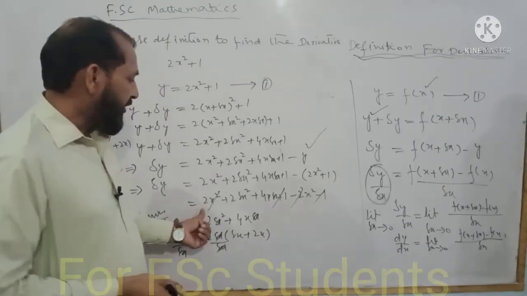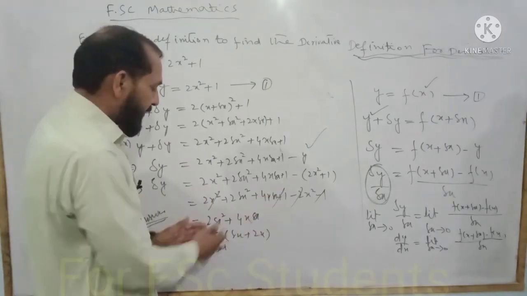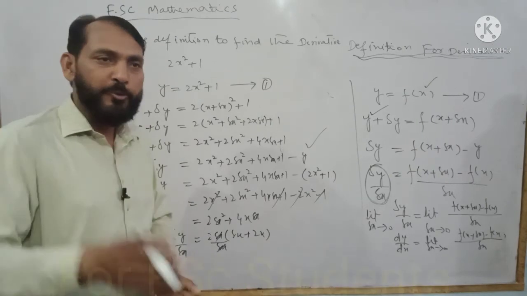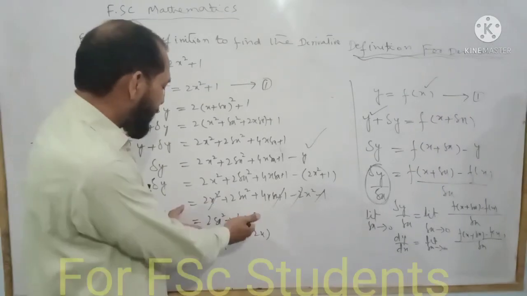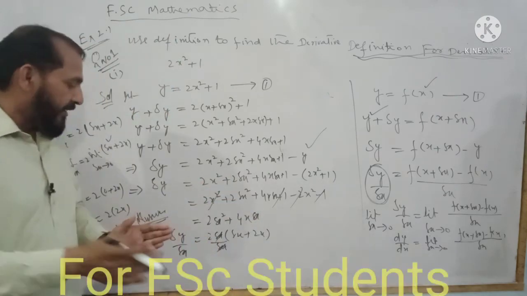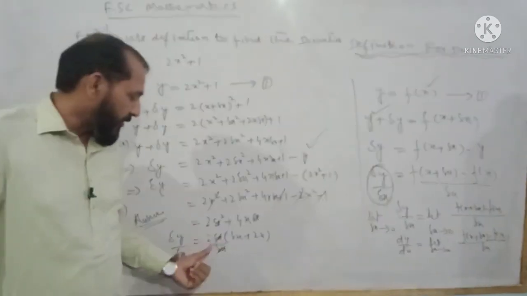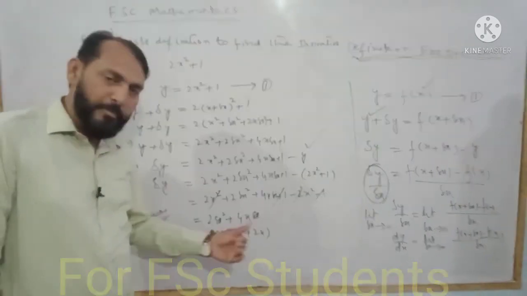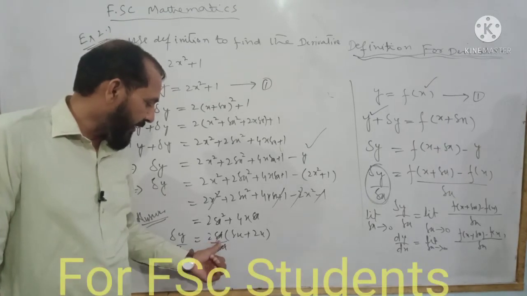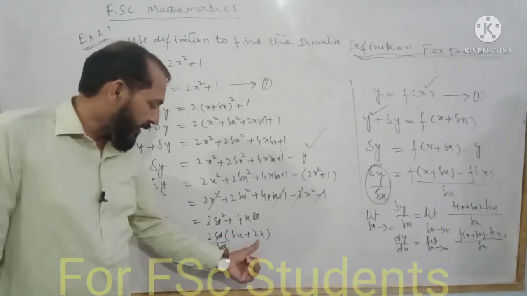Okay, 2x square and negative 2x square have the same values but opposite, so we can cancel each other, and similarly plus 1 and negative 1 cancel each other. After this we have 2 del x square plus 4x del x. I mean, you all understand this question at this step. Next, 2 del x is common in both values, so we take 2 del x common. So here after taking common we have del x plus 2x.